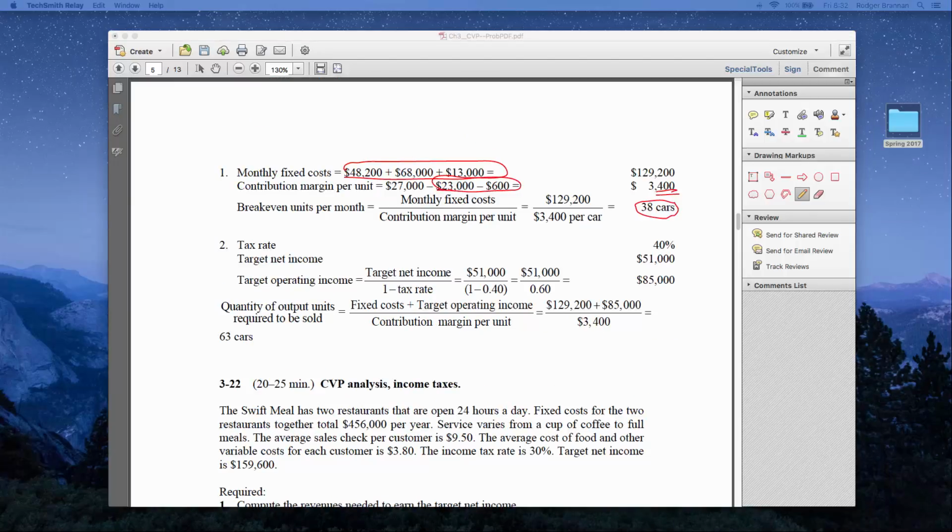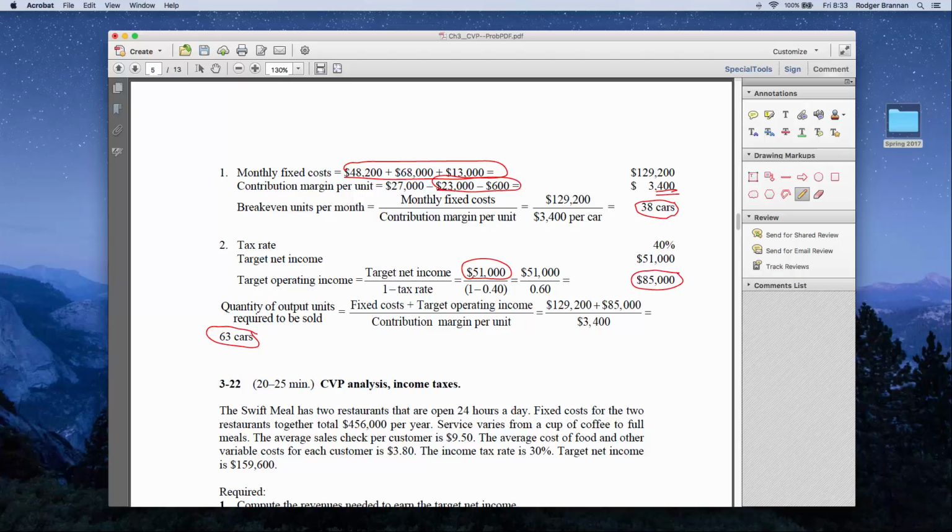Now, what the question is asking you is, how many cars do they need to sell in order not only to break even, but to earn this target net income of $51,000? Again, assuming we're working our way up the income statement, the basic rule is to take that target net income and divide it by 1 minus the tax rate. This then becomes our target operating income, because that's the last number that management can control, because beyond that, the government will take 40%.